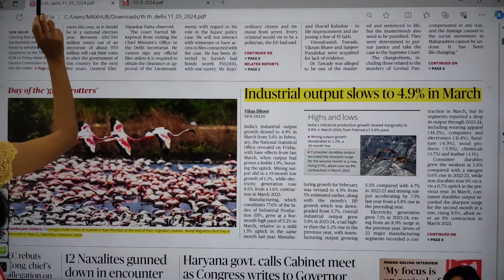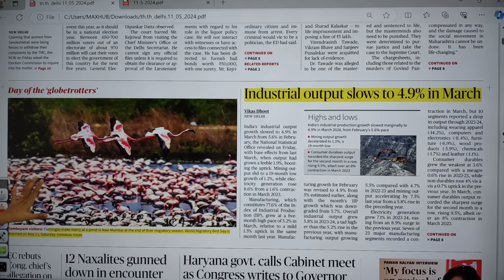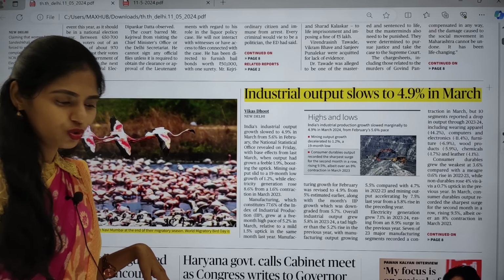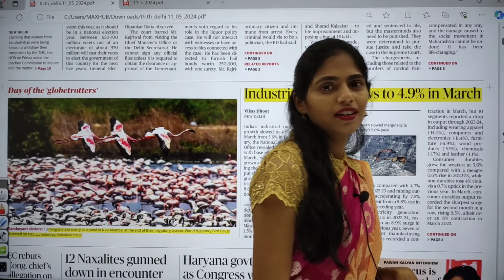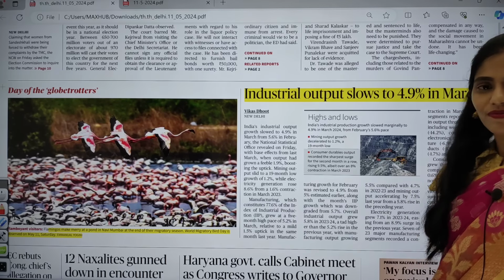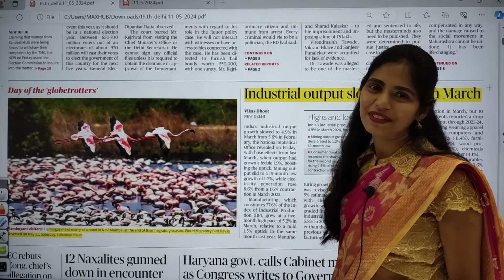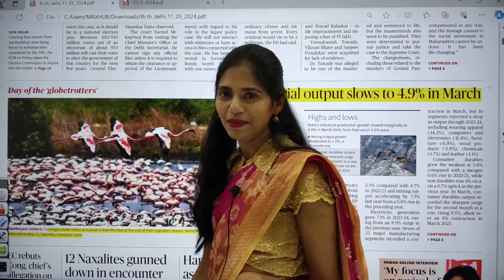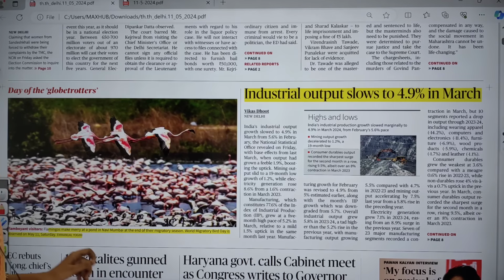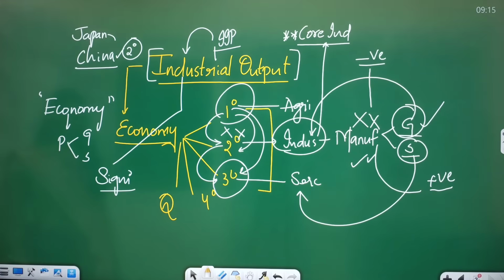Clear? And if you move on to our Hindu page, so here you can see one beautiful image. So what is this image? Do you have any idea? So which bird is it? So this is Flamingo. This is a very nice bird. I am searching for a doll of this Flamingo. Okay, so now let us see this article in detail.